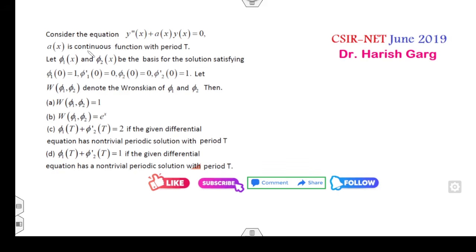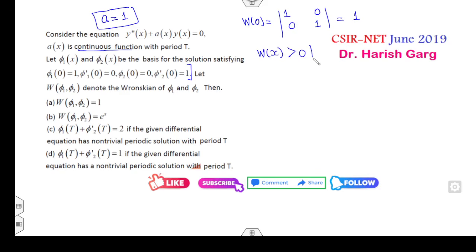Consider the equations where a is a continuous function of the period t. A is any continuous function. I can choose a as 1. Fine. सबसे पहले तो ये कंडीशन से Wronskian निकाल लेते हैं, चाहे काम आए चाहे ना आए निकालिए जरूर. 1 0 0 1. That means Wronskian is non-zero. That means it must be positive. कोई Wronskian negative तो नहीं है?